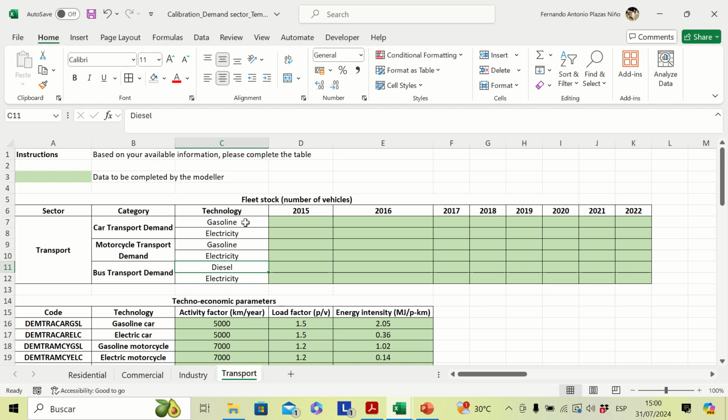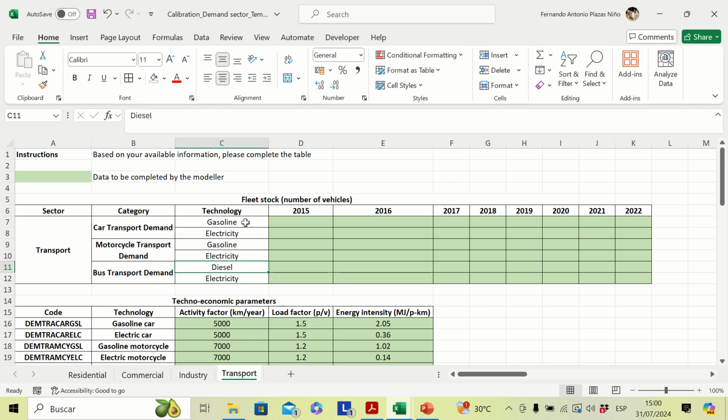So as we don't have diesel cars represented in the starter data kit, one possible assumption would be to combine those numbers of gasoline and diesel for just this case, and later with more time you can try to create new technologies, for example diesel cars or gasoline buses or minibuses, and then do a more disaggregated fleet stock. But just for this case, the idea would be just to make it simple and work with the data that you have.